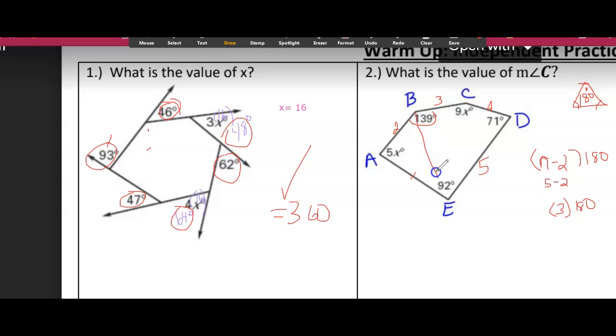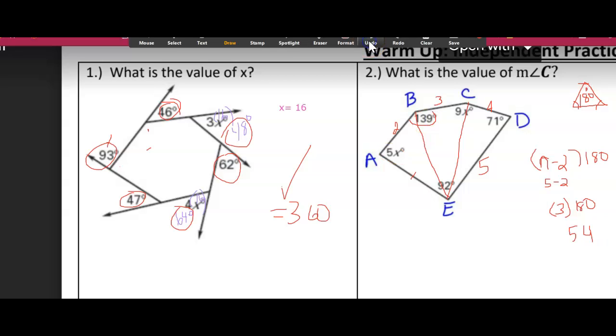We made triangles. We pick a point and draw your diagonals. So this made 1, 2, 3. So 180 plus 180 plus 180, hence 3 times 180. So go ahead and do that. What's 3 times 180? 540. Very good. So 540.